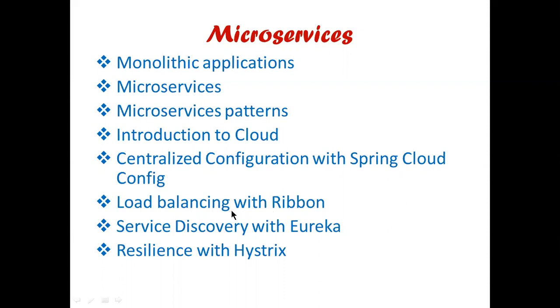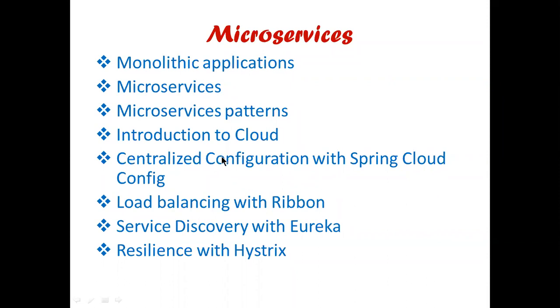Next we are going to see load balancing with Ribbon. We can also do load balancing with Consul. So I will explain both of them, Ribbon and Consul. We give more priority to Ribbon. This Ribbon and more other components we use in microservices are called Spring Cloud Netflix components. I'll tell you what are Spring Cloud Netflix components.